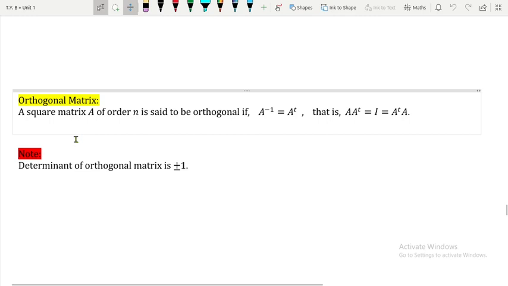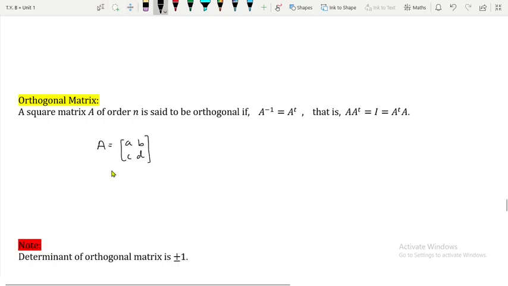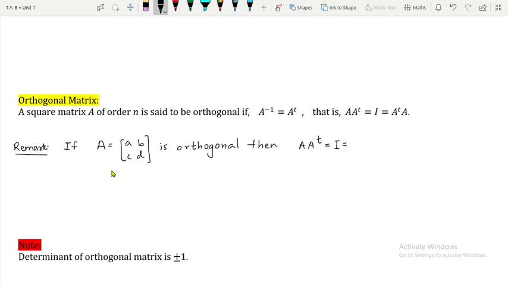Suppose I take my matrix to be of order 2 by 2, then what will we be having here? This is simply a remark, I will say. So then A into A transpose will be equal to I, which is equal to A transpose A. If you try to calculate A into A transpose is equal to I, this will imply: A, B, C, D, and the transpose is A, B, C, D, equal to the identity matrix.